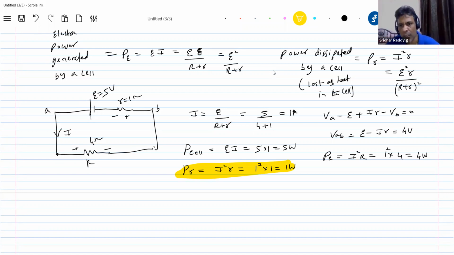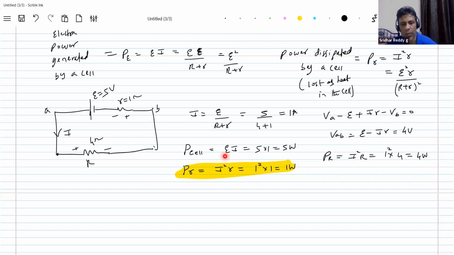So tell me, what do you expect of the internal resistance, should it be more or less to improve the efficiency of the cell? The internal resistance should be as less as possible. If small r is less, say 0.1 ohm, then this I square r will be less. Then more power will be made available to the external circuit. So this is the power generated by the cell, the power dissipated by the cell, and this is the power available across the circuit.